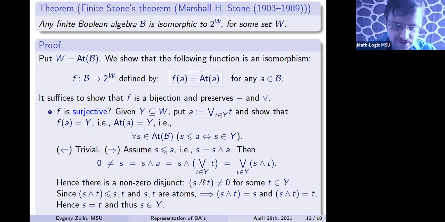And thus, recall that T was from the set Y. We obtain that S is from the set Y. This completes the finite Stone's representation theorem. So the crucial point was that we were able to use finiteness. So every time we rewrite a disjunction here, it is finite. And then we use distributivity.